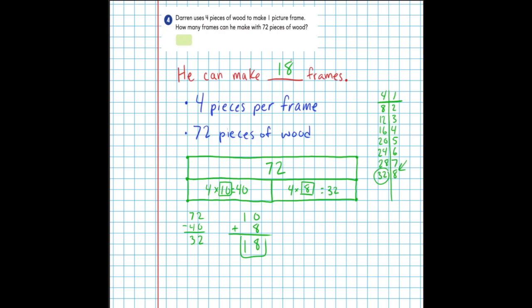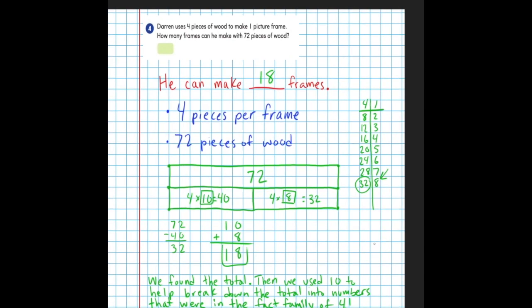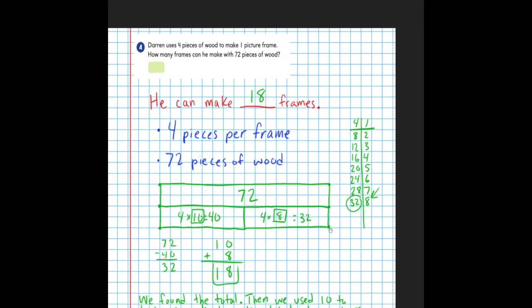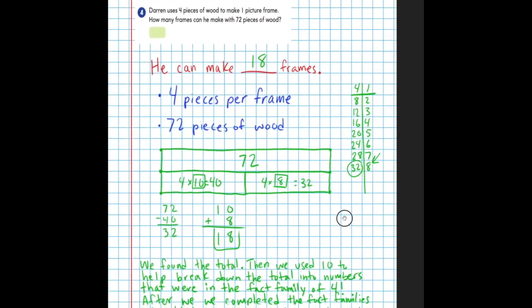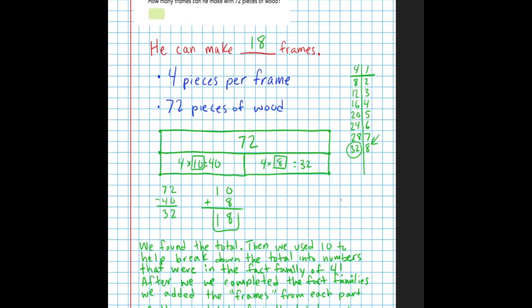Now, how did we do all that without doing any long division? Well, let's review what we did. First, we read our problem. Then we created an answer statement. Then we recorded clues from our problem. After we organized and recorded our clues by writing them here, we were able to use those clues to create a model. In this model, we found the total.